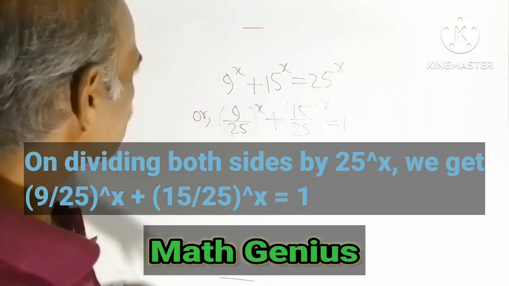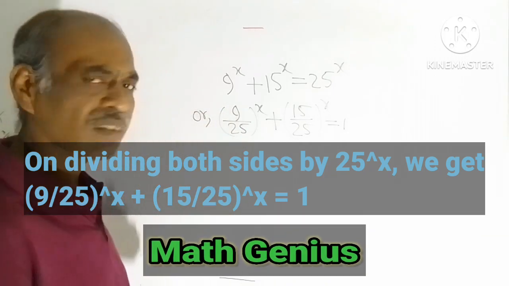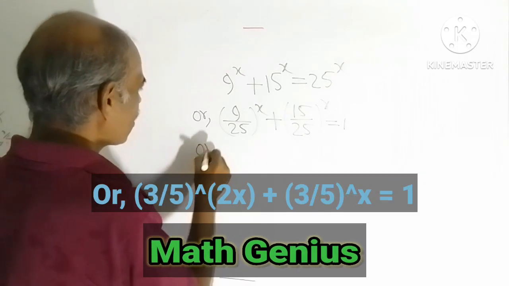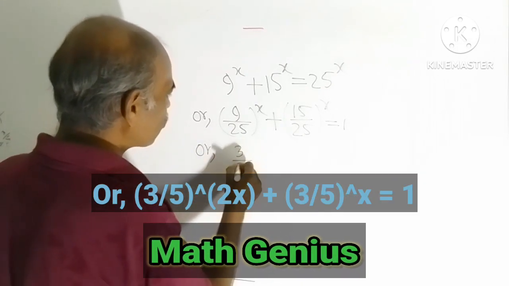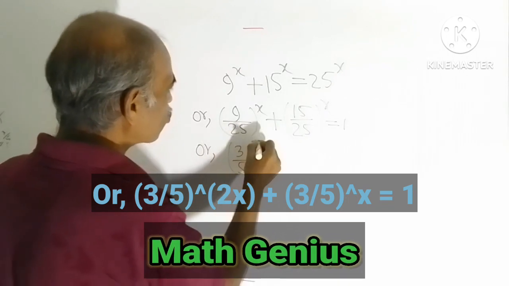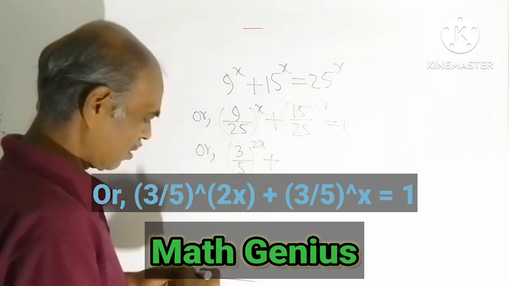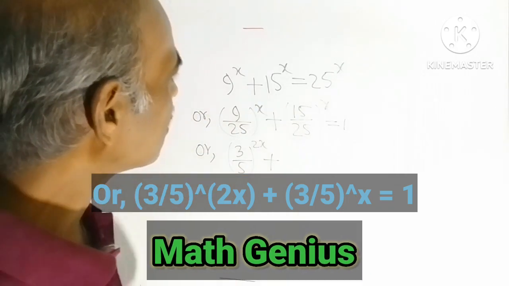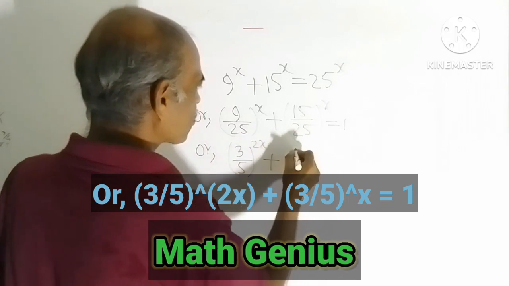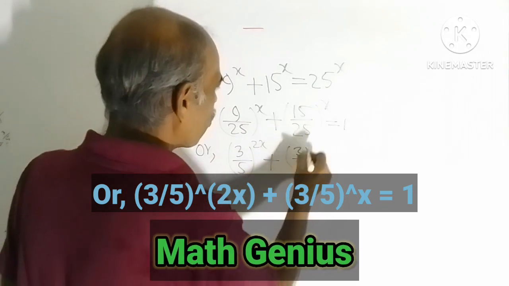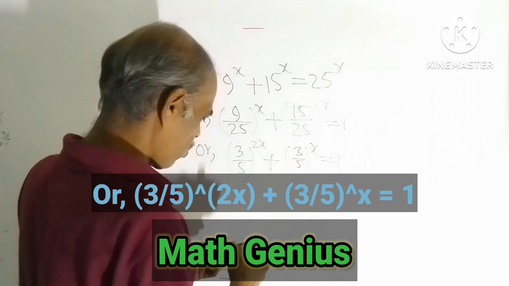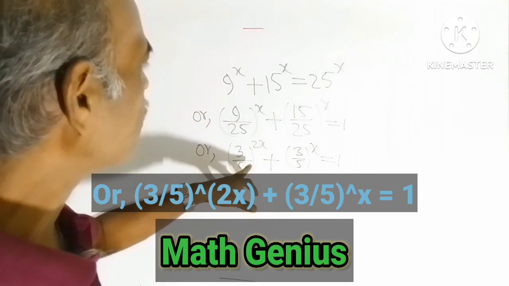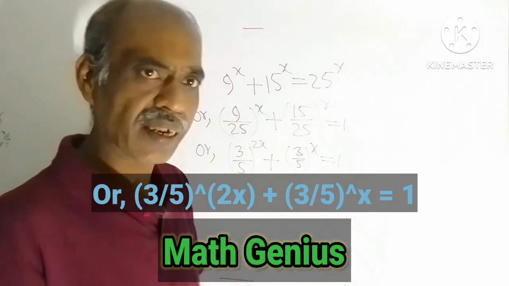Now 9 by 25, this can be written as (3 by 5) whole square. Okay, therefore this is equal to (3 by 5) whole to the power 2x plus, because (3 by 5) whole square is equal to 9 by 25, and here it is (3 by 5) whole to the power x. Okay, now this is what? (3 by 5) to the power x and square of that.